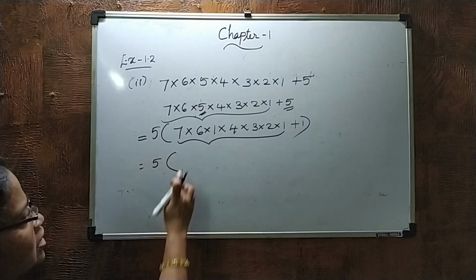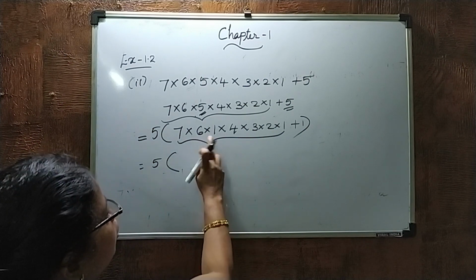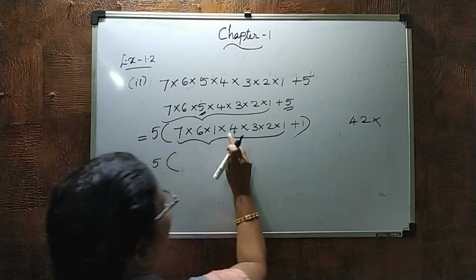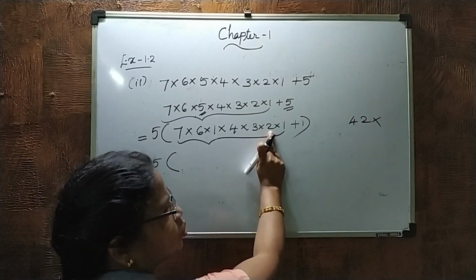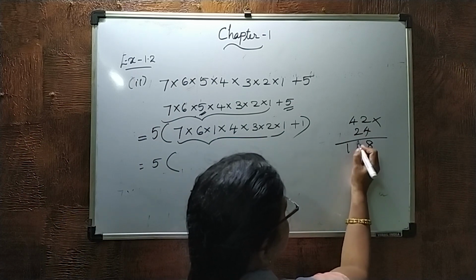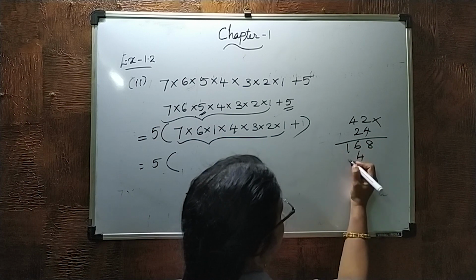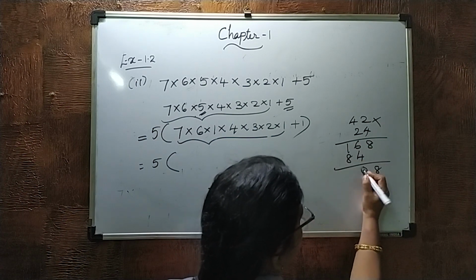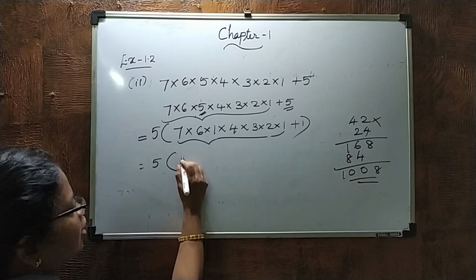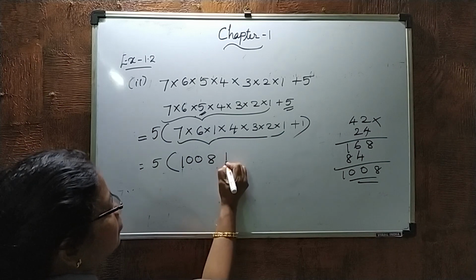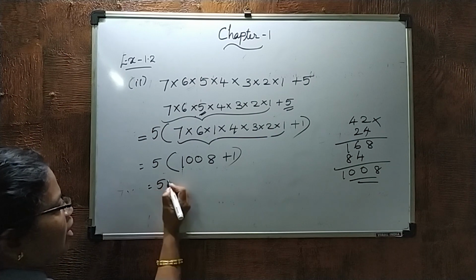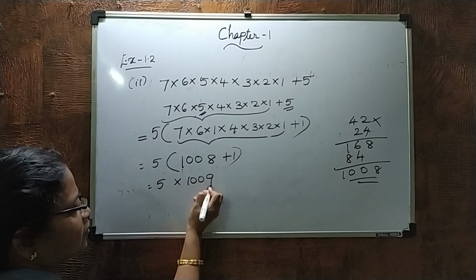So 7 into 6, 42. 42 into 1 is 42 itself. Into 4 into 3, 12. 12 into 2 is 24. 24 into 1, 24. So multiply: 8, 16. 4, 8. 8, 0, carry over 10. So it is 5 into 1008 plus 1. Now again what you have to do, join it, you get 5 into 1009.